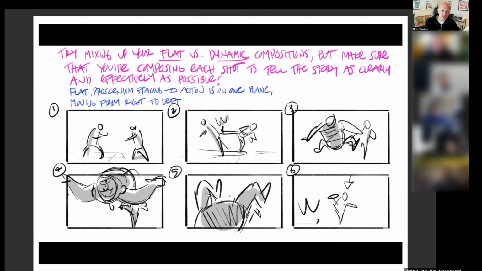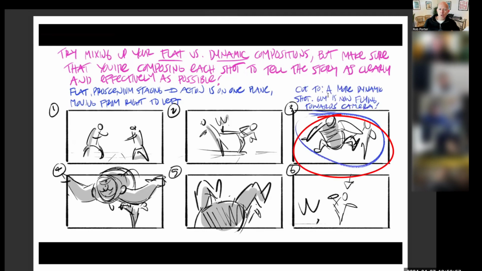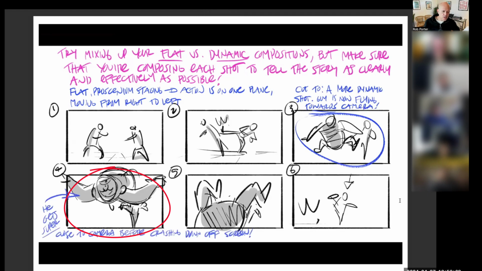He loves staging proscenium in a lot of shots to set up very clearly what's going on in the action, and that's great. Then cut to a more dynamic shot. Guy is now flying towards camera. So we've cut to a shot where the camera's behind the guy, and that continues over here in panel number 4. He's getting super close to camera before crashing down off screen right here.